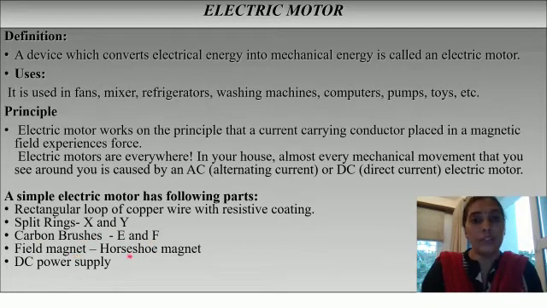field magnets, that is, a horseshoe magnet is used. A horseshoe magnet is a very strong magnet which produces a radial and very strong magnetic field. Hence a horseshoe magnet is used, and a direct current power supply. Since we are studying a direct current electric motor, we have a direct current power supply, and let us now see how it is constructed and later on how the working is brought about.